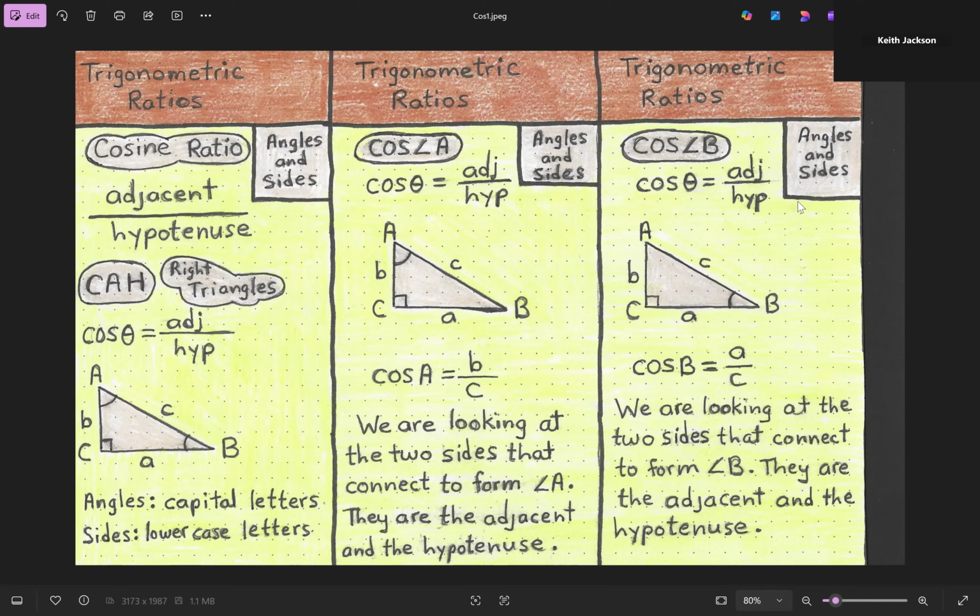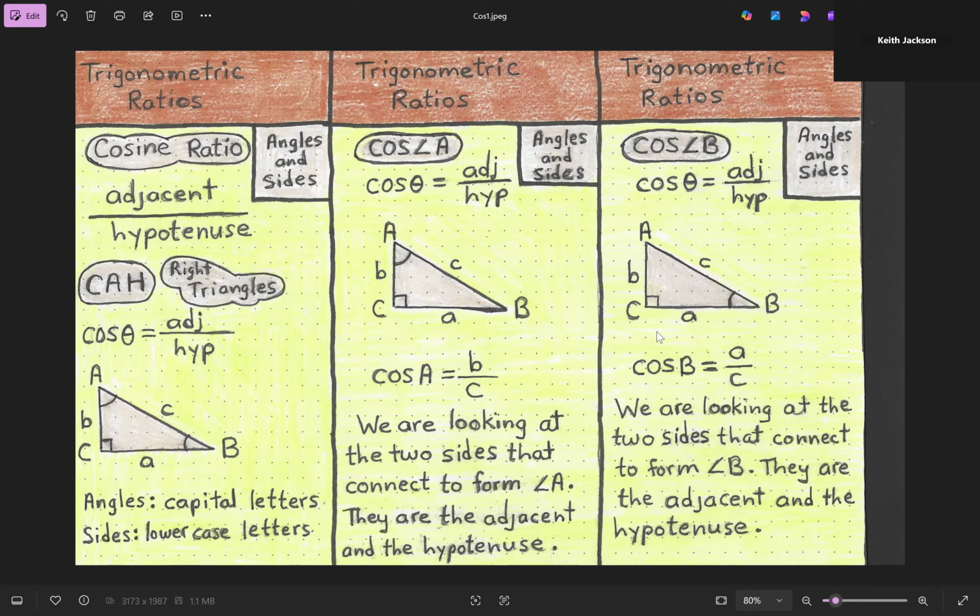Let's take a look at our second example, in which we have cosine of angle B, keeping in mind that we're dealing with angles and sides, the adjacent side over the hypotenuse. Let's take a look at angle B, in which we have the adjacent side, which is A, and the hypotenuse, which is C. Notice that C is always in the denominator. As you can see, the cosine of angle B is A over C because we're looking at the two sides that connect to form angle B. Again, they are the adjacent and the hypotenuse.